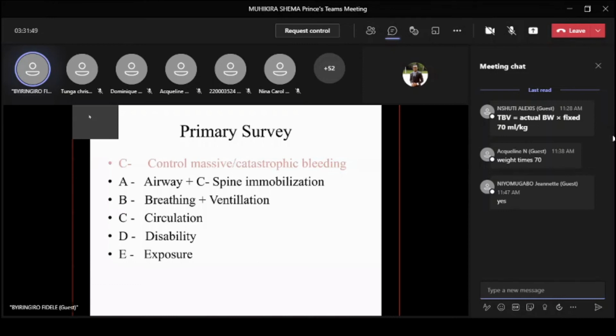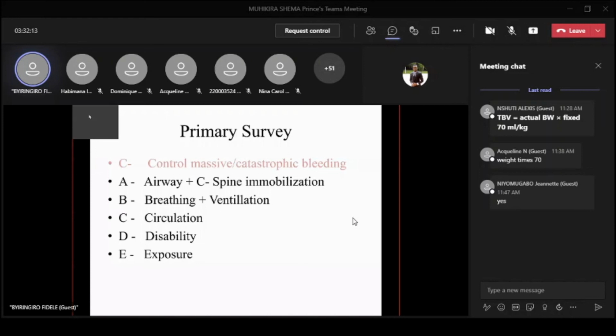Do you get me? The most important in a trauma patient is airway control, then breathing, then circulation. So C, as circulation, is where you bring blood. But before you bring blood, you have to control the airway. Otherwise, the patient is going to die from airway obstruction. Do you get me?